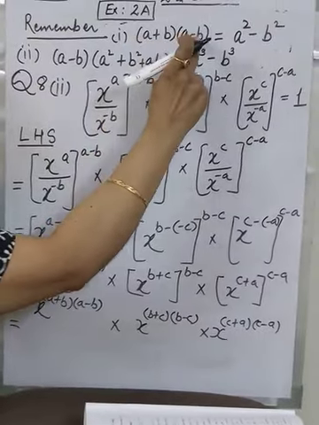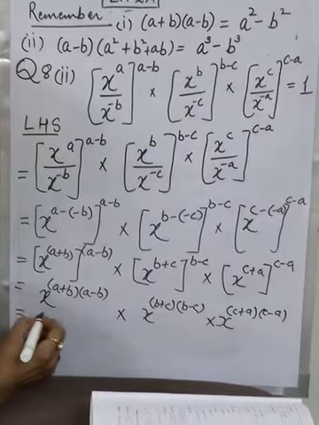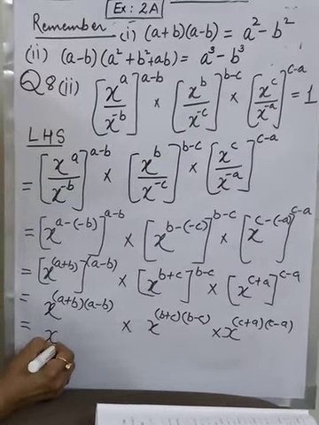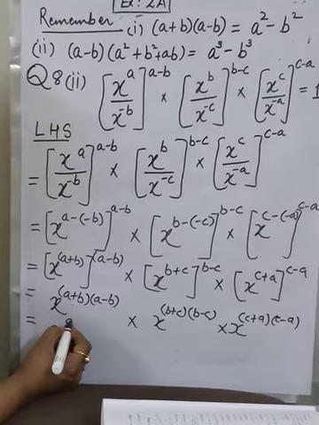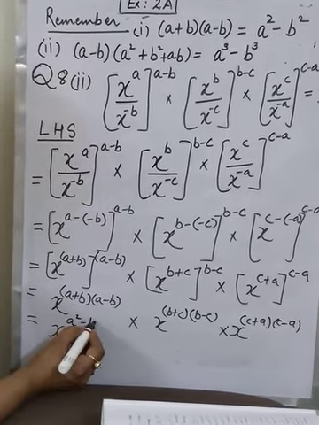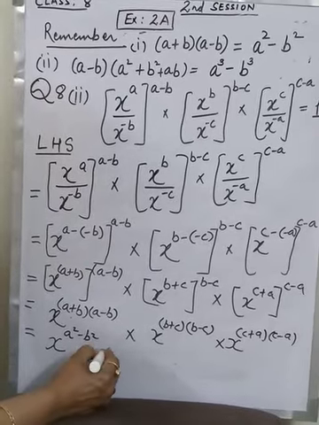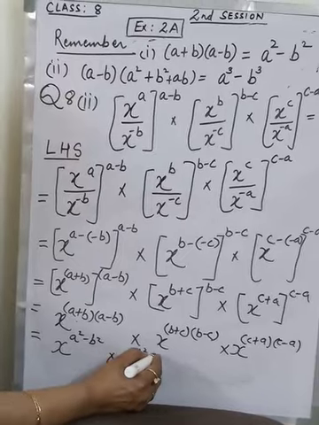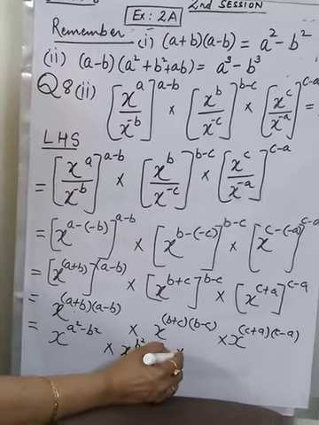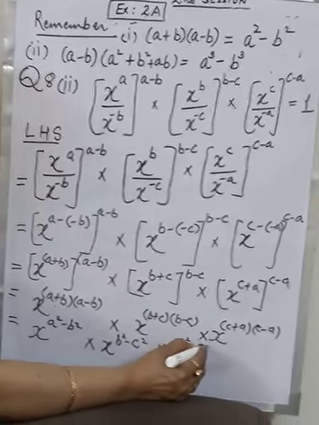I told you the first identity, whenever you see a plus b into a minus b, that is equal to a square minus b square. So we apply the same identity here. a plus b into a minus b will give you a square minus b square, into x to the power b square minus c square, into x to the power c square minus a square.